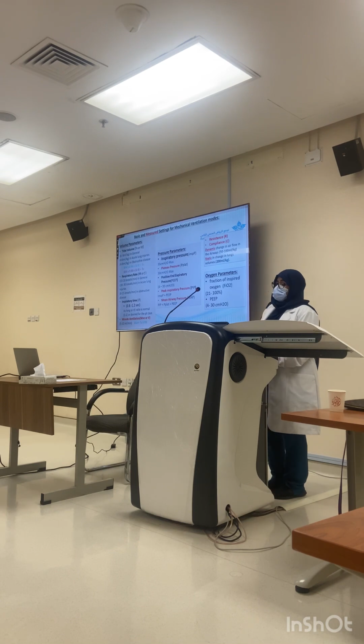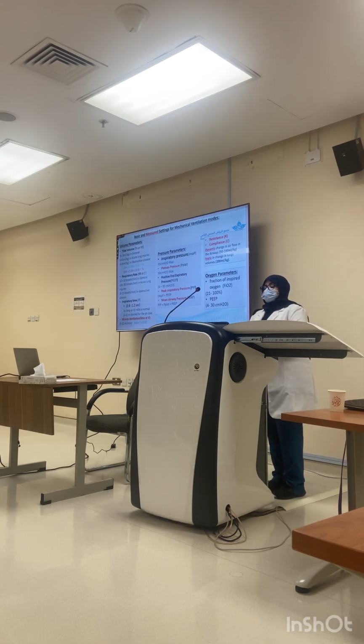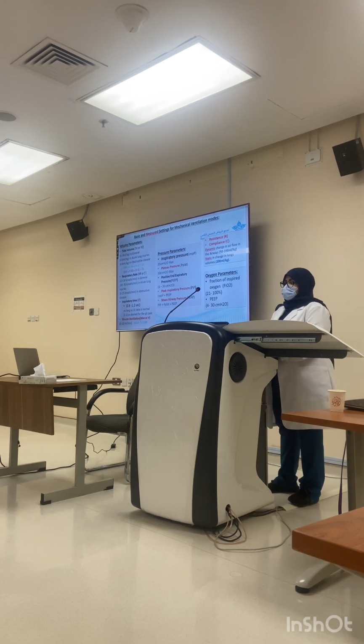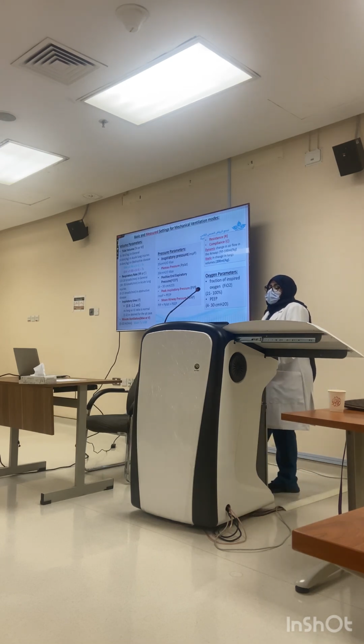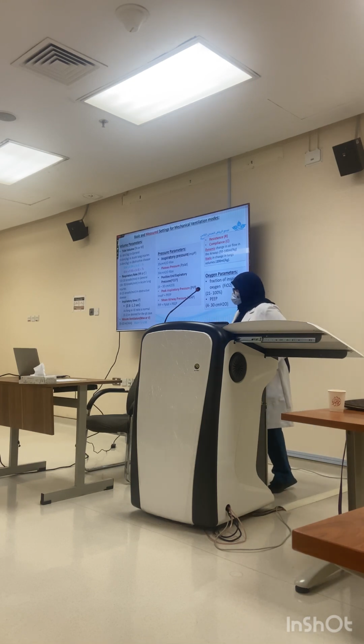So we're going to start with tidal volume. Tidal volume is a set setting. Generally, we're going to set it from 6 to 8 ml per kg. If there is a case, say for example, ARDS, we're going to set it from 4 to 6. And for obstructive disease, we're going to set it from 4 to 8. So it usually depends on the patient.